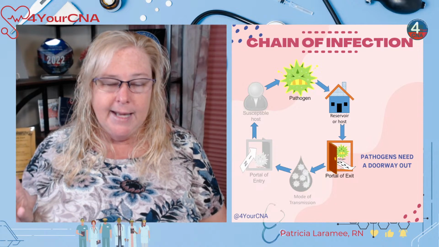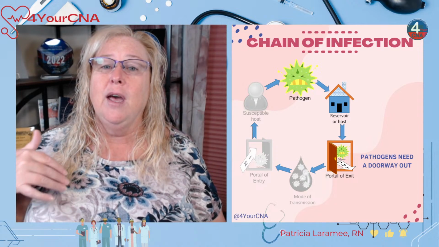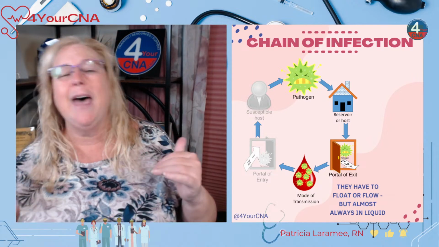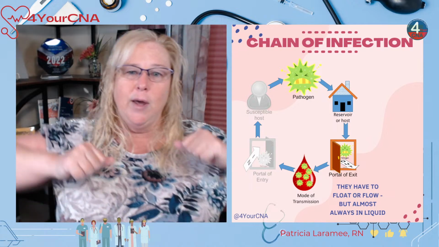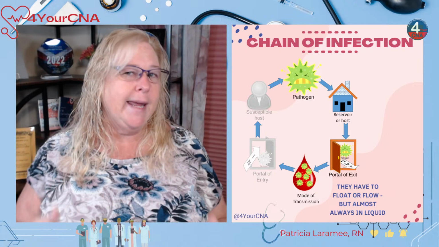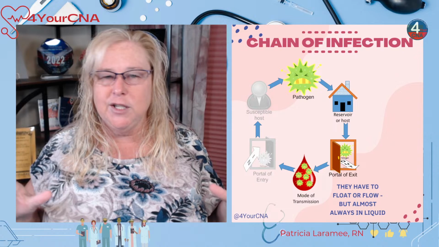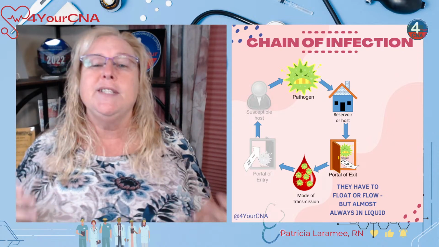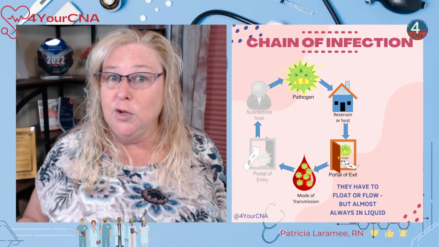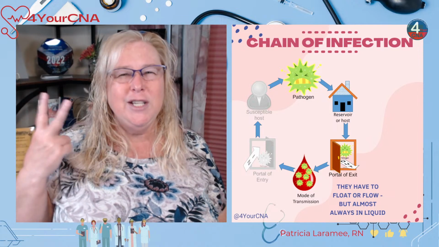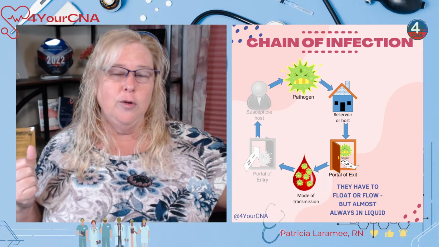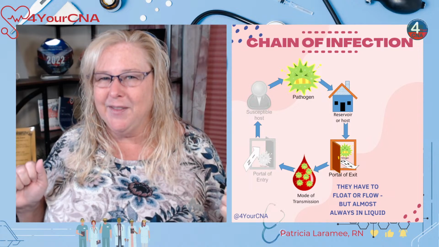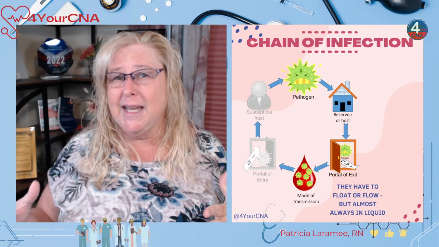But remember I said that pathogens have to have fluid, right? So this is a mode of transmission. Pathogens don't have legs. They don't have wings. They can't crawl. They can't walk. They can't fly on their own. They require something to move them. So this is fluid usually. So pathogens can only do one of two things. They can either float or they can flow. Those are the only two ways pathogens can move about.